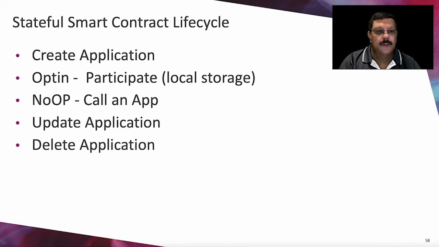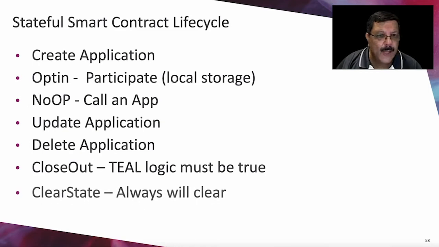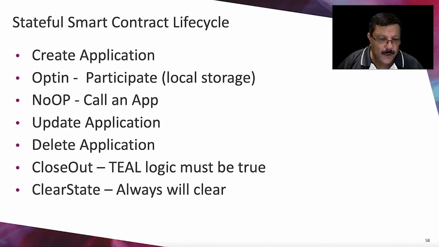Other functions include deleting. Accounts use this transaction to close out their participation in a contract. This call can fail based on the TEAL logic, preventing the account from removing the contract from its balance record. Now, clear state will always clear, and it's similar to closeout, but the transaction will always clear a contract from the account balance record, whether the program succeeds or fails.